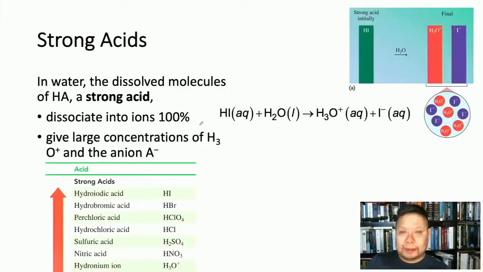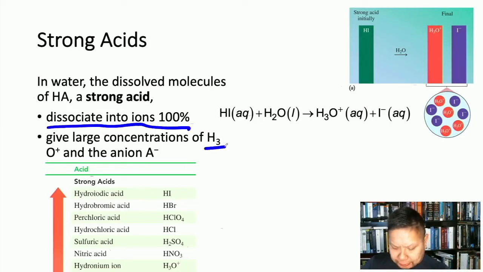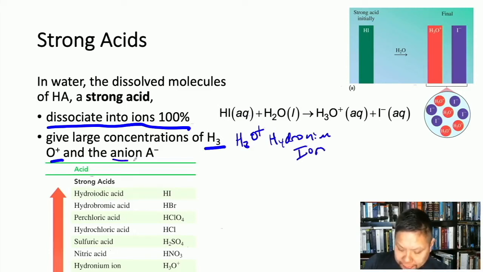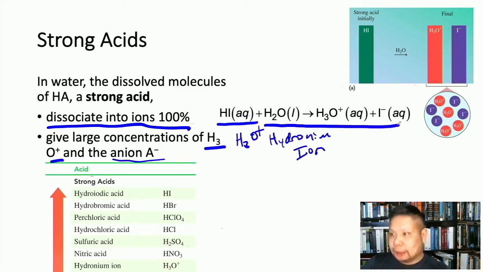So that brings us to talking about the relative strengths of acids. Strong acids are acids that dissociate into ions 100% of the time. So they'll give large concentrations of H3O+, the hydronium ion, and its accompanying anion. Large concentrations of both. So in our little example over here, we have hydroiodic acid, or hydrogen iodide. It gets dissolved in water and becomes the hydronium ion and the iodide ion.